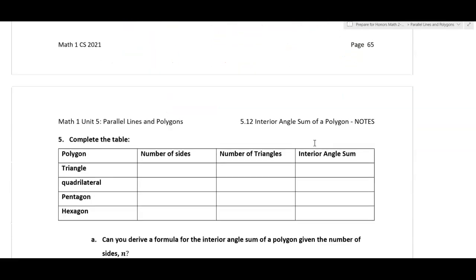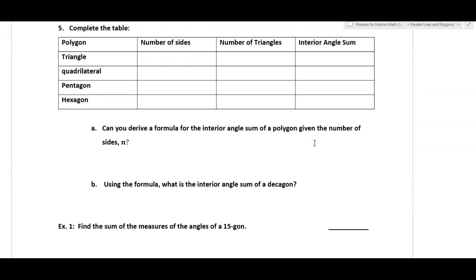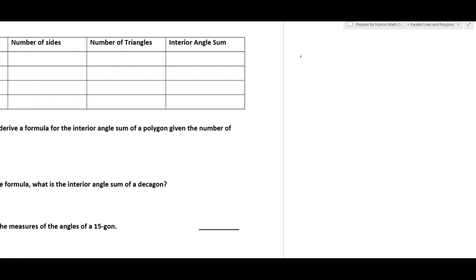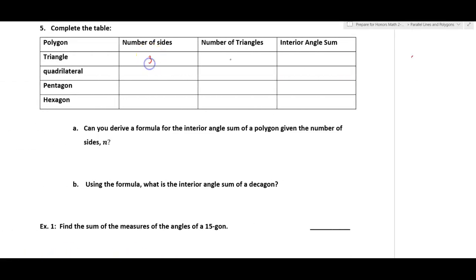So what we're going to do is we're going to see that a triangle has 3 sides. You were able to construct one triangle, and the interior angle sum is 180 degrees. A quadrilateral had 4 sides. We were able to break that up into 2 triangles using diagonals for an interior angle sum of 360 degrees.